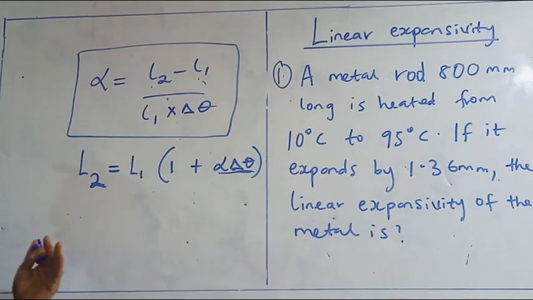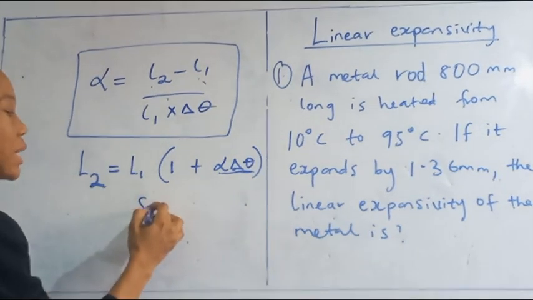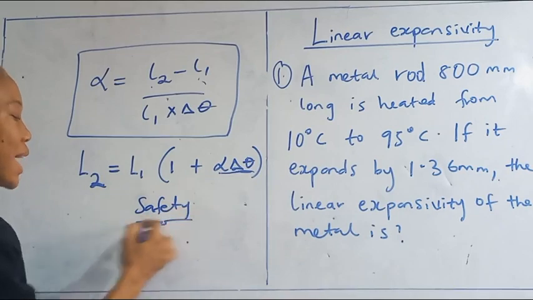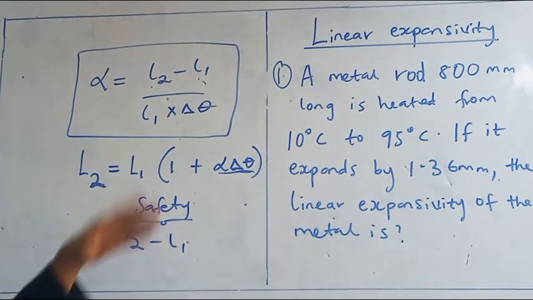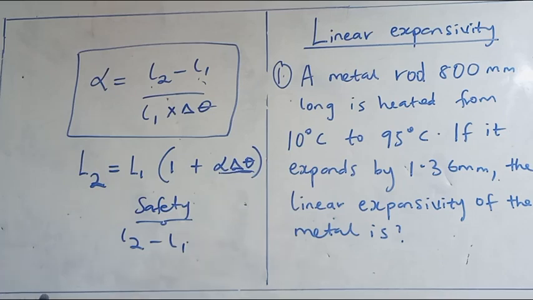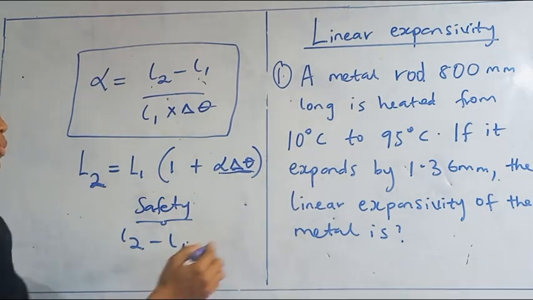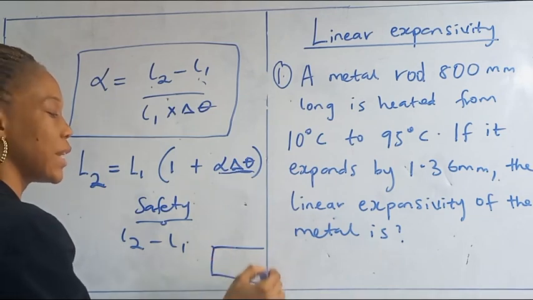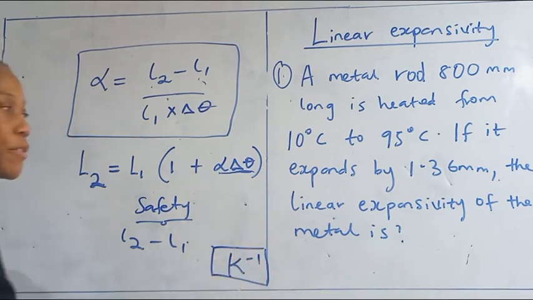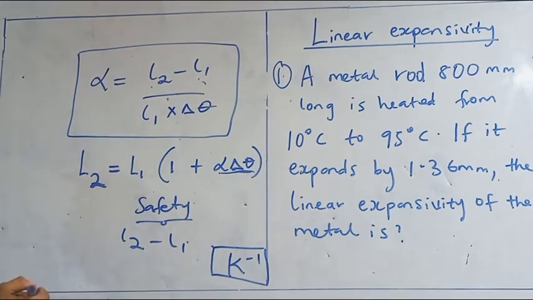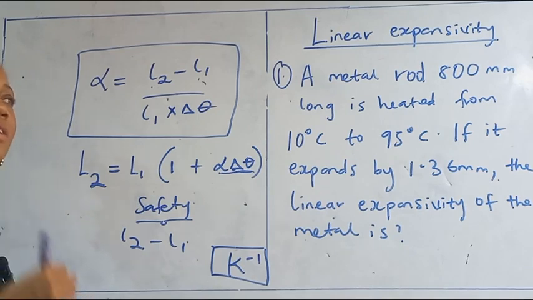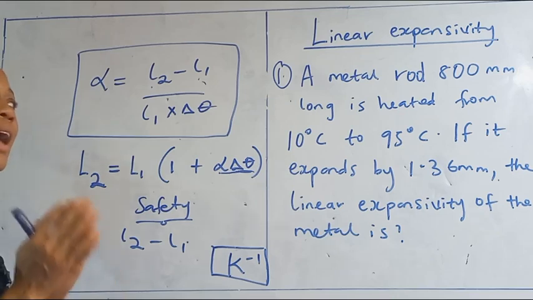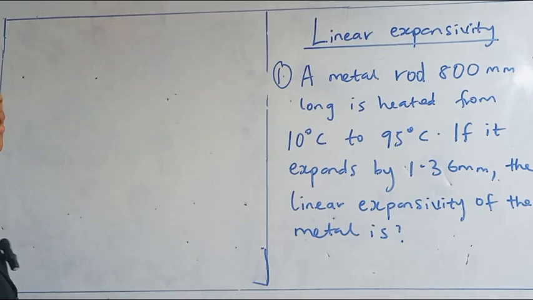Sometimes they can ask you to find the safety gap. The safety gap is L2 minus L1. These are the key things you need to know on this topic, linear expansivity. The unit of linear expansivity is per Kelvin. It is different for different metals. The one for steel is different from that of iron or brass. They all have their linear expansivity.